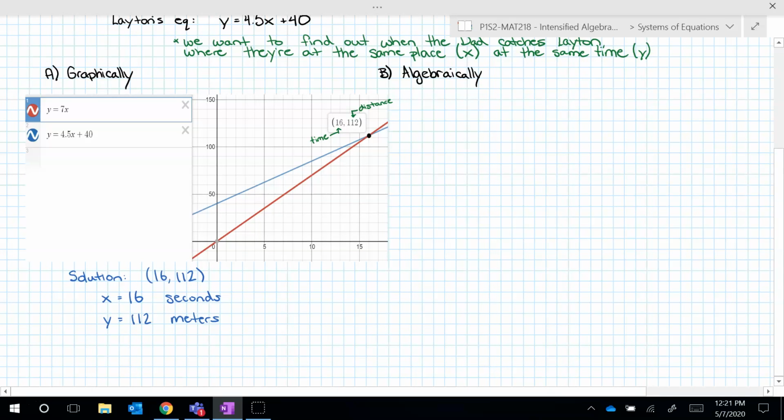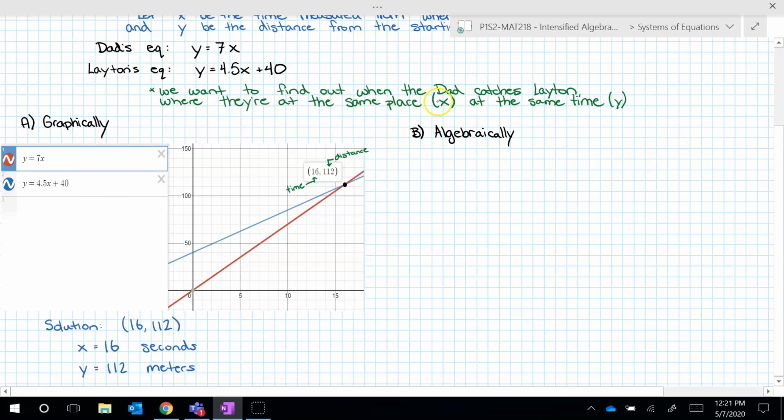What we're really going to focus on, though, is the algebra. How would I do this thing algebraically? How would I take this, slide it over here, and do it without a graph? That's what we're really trying to practice. So we want to find out when the x and the y are the same. And so I have these two equations: y equals 7x and y equals 4.5x plus 40. And I want these two things to be equal to each other. I want the y values to be the same.